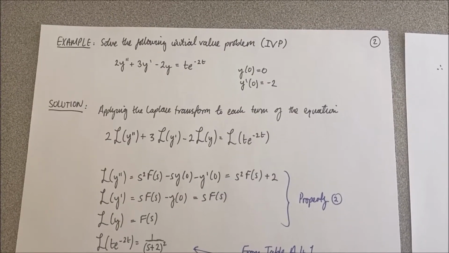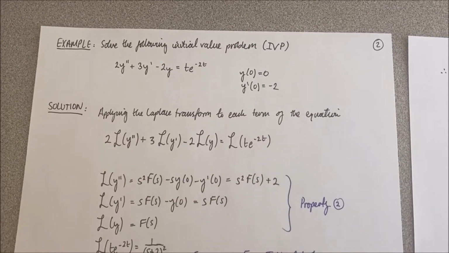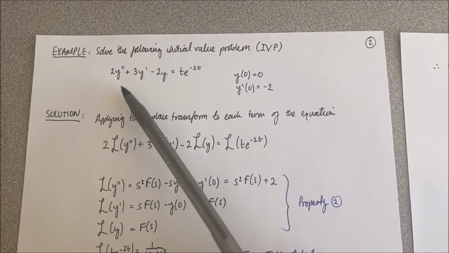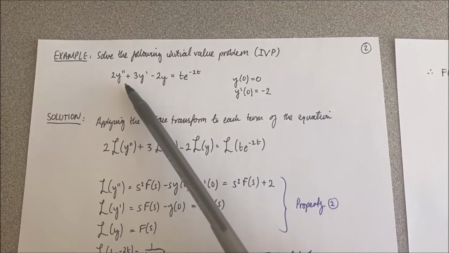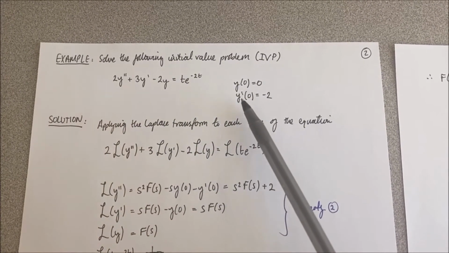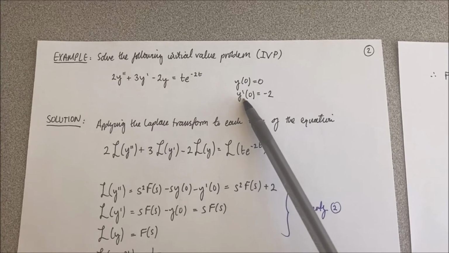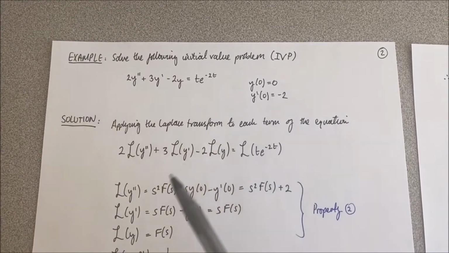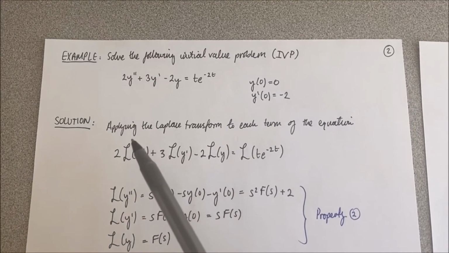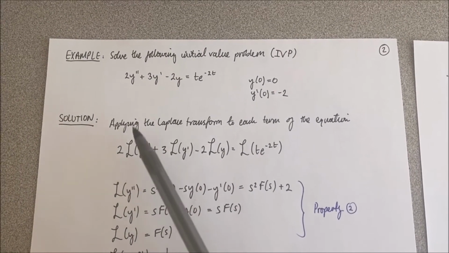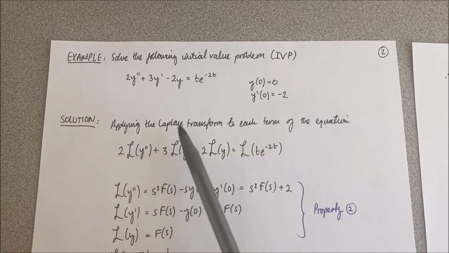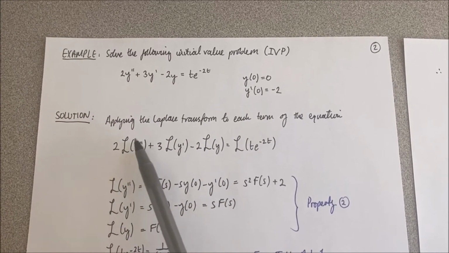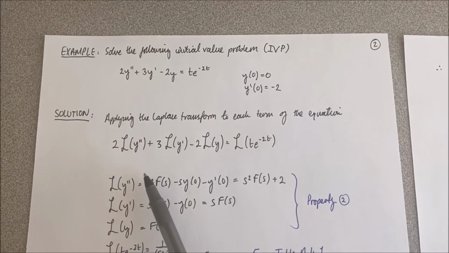Alright, so as our example, we're going to have a look at solving this initial value problem. This ordinary differential equation here, second order, we've got some initial conditions. So we're going to solve this differential equation by applying the Laplace transform method. The first thing we do is go ahead and apply the Laplace transform to each of the terms of this equation. You can see I've taken out the constants to the front, as they don't affect our Laplace transform.